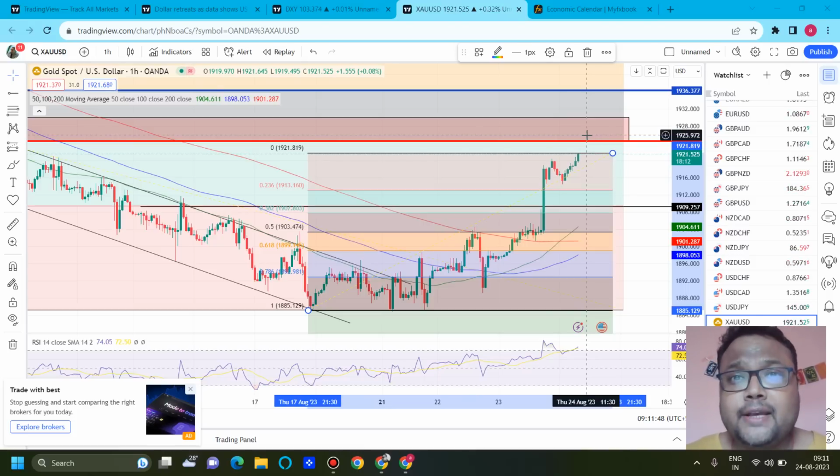This is my analysis. I can be wrong as well, so please follow proper risk management. As I always say, be a trader, not a gambler. So do not gamble with your hard-earned money.